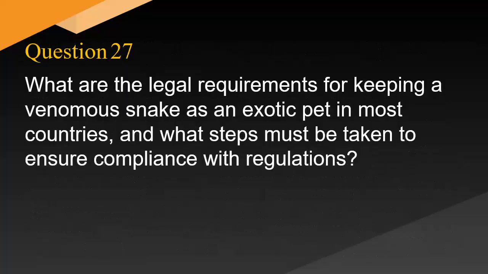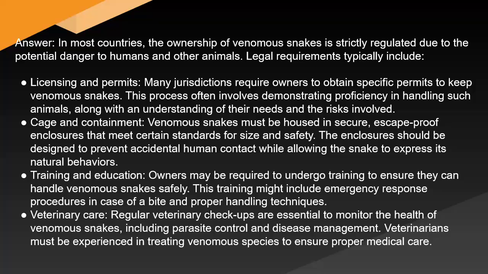What are the legal requirements for keeping a venomous snake as an exotic pet in most countries, and what steps must be taken to ensure compliance with regulations? Answer: in most countries, the ownership of venomous snakes is strictly regulated due to the potential danger to humans and other animals. Legal requirements typically include licensing and permits. Many jurisdictions require owners to obtain specific permits to keep venomous snakes. This process often involves demonstrating proficiency in handling such animals, along with an understanding of their needs and the risks involved.